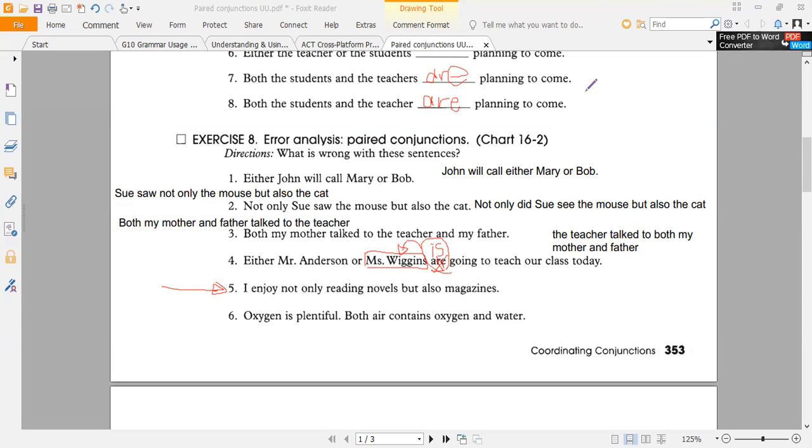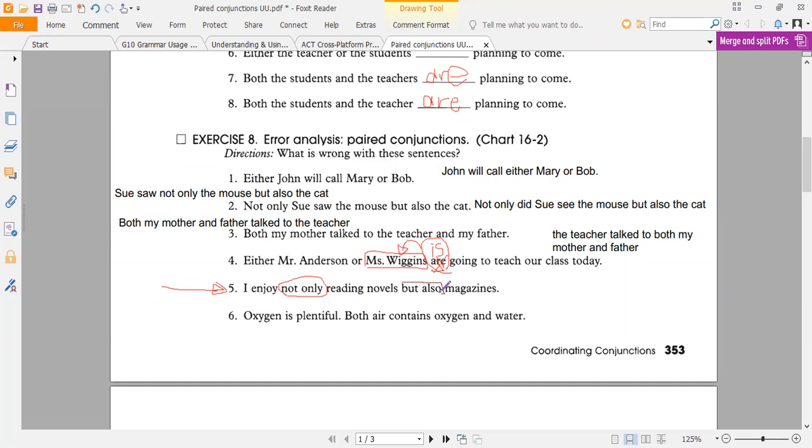Yeah, but however, you missed saying I enjoy reading novels and magazines. It's a close message, but you did not use the correlative or the paired conjunction. I want you to use not only but also. Okay, I will make it easy for you. Here we have not only, and that's but also.